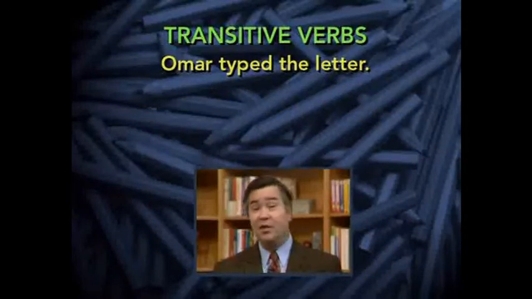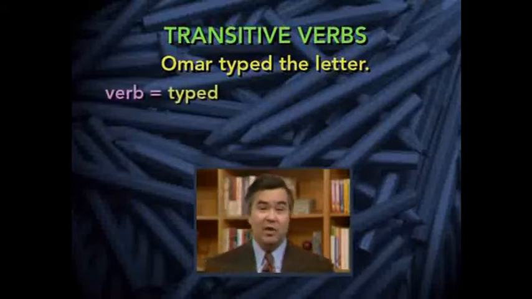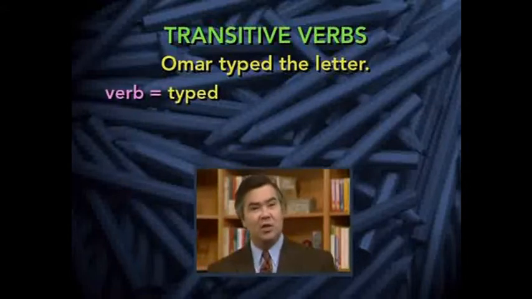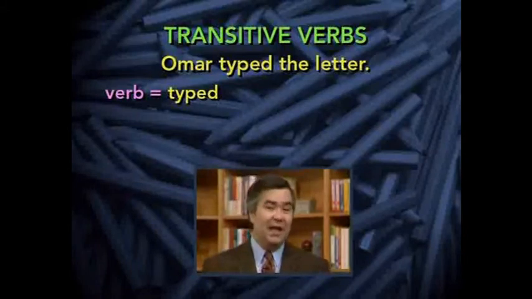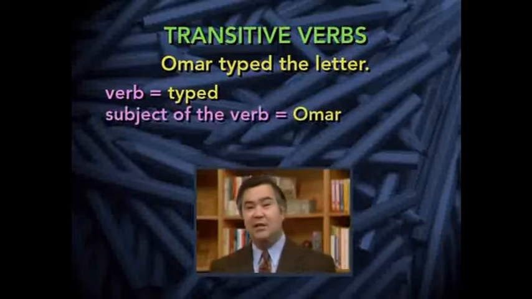Omar typed the letter. Now, what's the verb in this sentence? The verb is the word typed. What's the subject of the verb typed? That is, who or what did the typing? The answer is Omar. So Omar is the subject, typed is the verb.